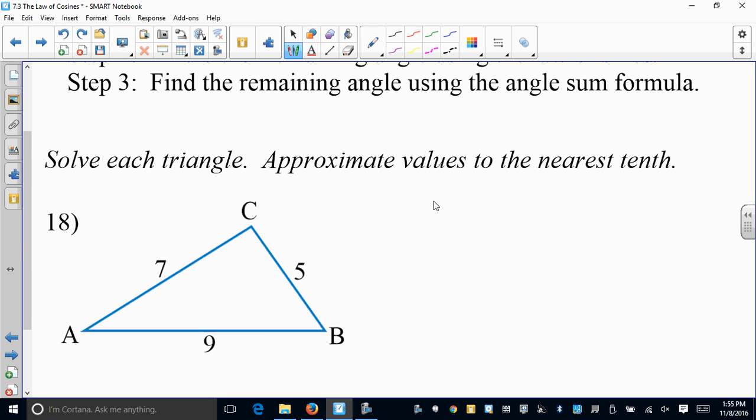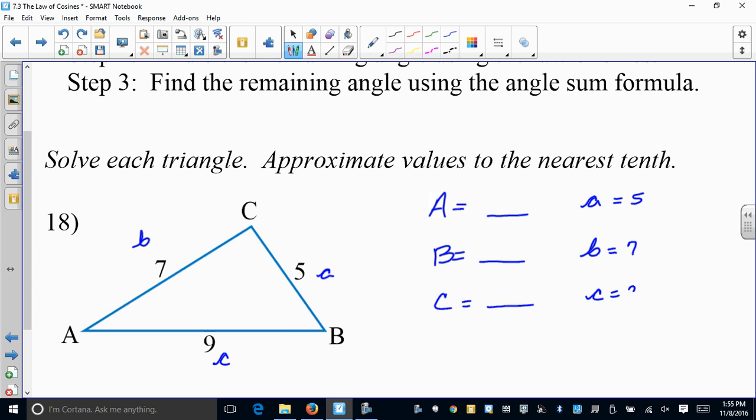So let me fill this one out. A equals, because we don't know any of our angles, B equals, and C equals. Now a little reminder, this is angle A, so this guy is little a. This is angle B, so this guy over here is little b, and that leaves this guy to be little c. So side A equals 5, side B equals 7, and side C equals 9.